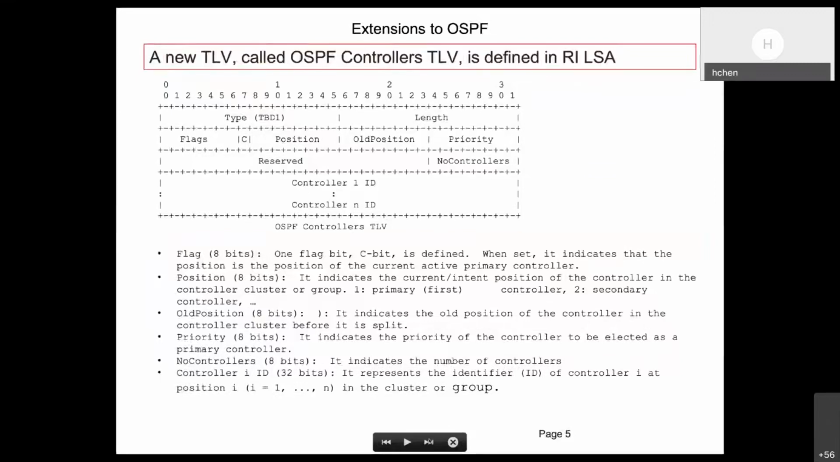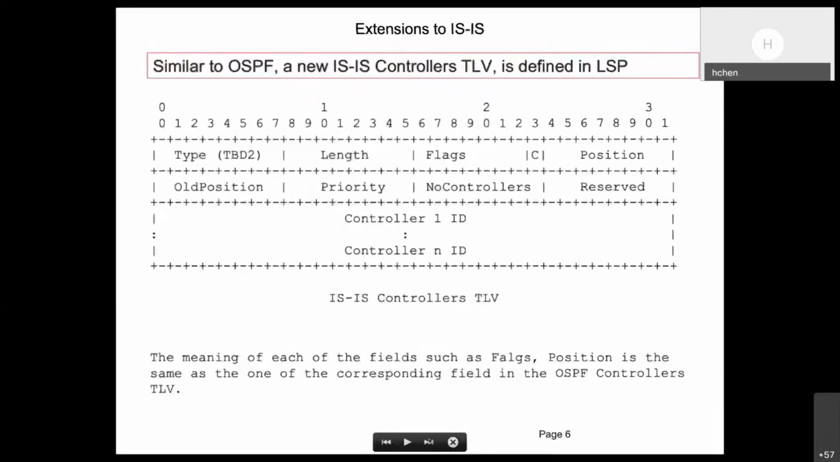So this just gives extensions to the OSPF protocol. The extension is just to add one TLV to carry a lot of information, I would say. This information is just the old position, priority, and then the number of controllers and controller IDs in the group. Next page. So similarly for IS-IS, we just add a TLV or sub-TLV to contain that information. Next page.